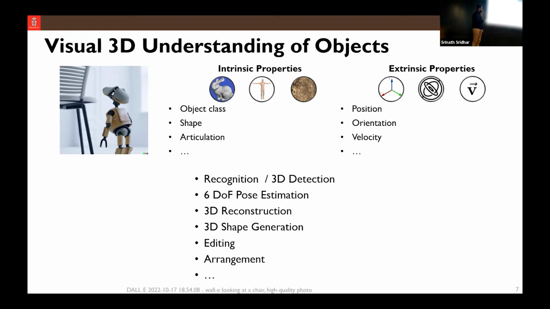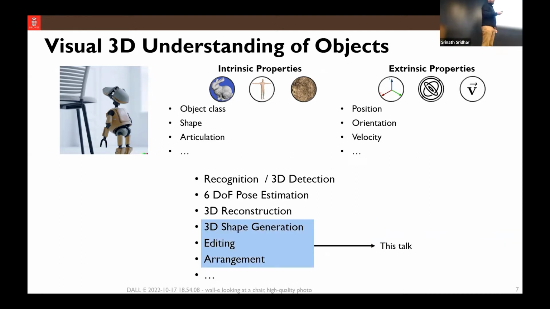In this talk, I'm going to be focusing primarily on 3 such tasks: shape generation, shape editing, and arranging objects in a canonical way. So these are the 3 things that I'm going to be focusing on in this talk.